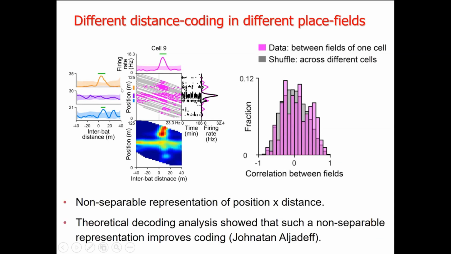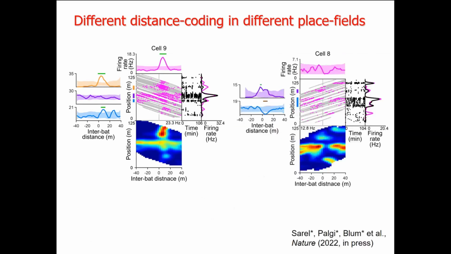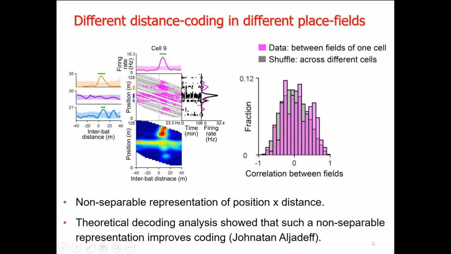So very surprising. And we also did some singular value decomposition and other analysis to show that indeed these maps are non-separable. When I say non-separable, I mean that this is a two-dimensional function, a function of x and y, of distance and position, and it cannot be explained as a multiplication of the marginals, of a function of x and a function of y. It's really non-separable. You see here in this previous example, these two-dimensional functions can be pretty crazy. And again, we teamed with Yonatan Al-Khadef, and he did a theoretical decoding analysis to show that such a non-separable representation improves coding.